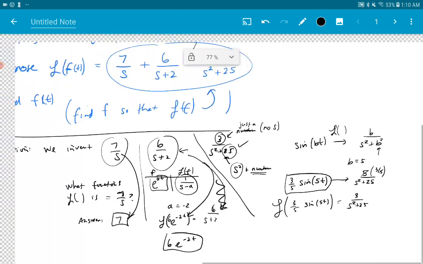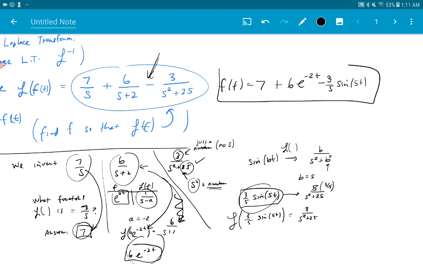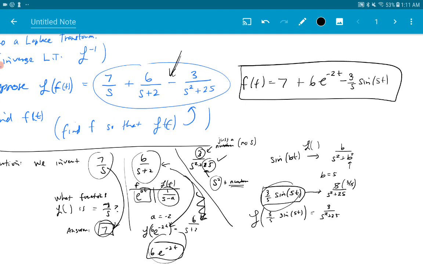We have to combine them, right? So the answer would be f of t is, I add this piece, 7, plus this piece, 6e^(-2t), and I still have to add, actually I'm subtracting, so minus this last piece, 3/5 sine of 5t. And that's it. We found the function f. If we were to take its Laplace transform, we would end up with this. Okay, so we got it. We can now undo a Laplace transform. There's an example of it.